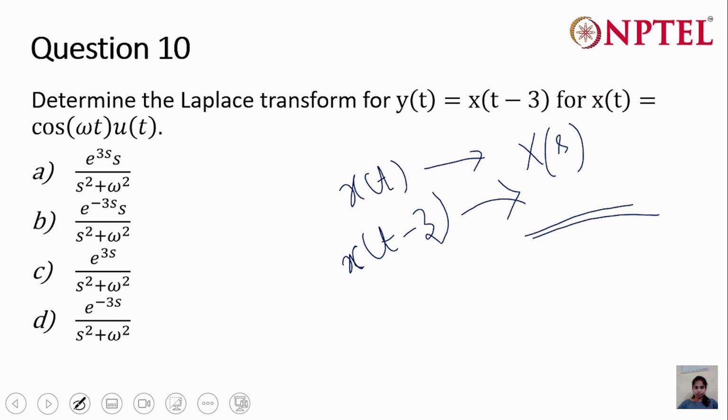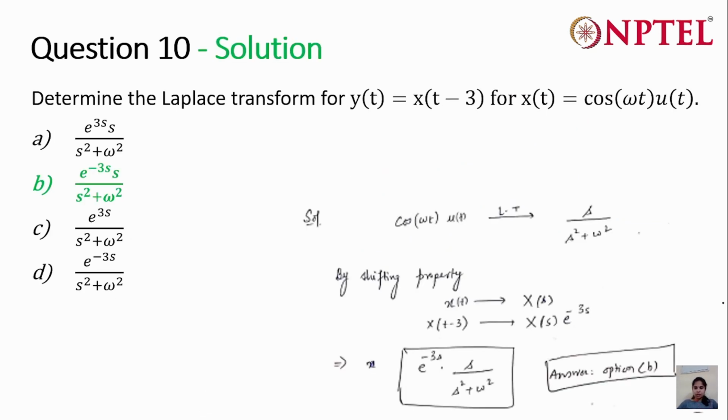Option B is correct. So what is the shifting property of Laplace transform? If I have x of t minus t naught, it basically translates to e power minus t naught into s, x of s. So if you use that property, we know what is x of s, s by s square plus omega square, and e power minus t naught into s is e power minus 3s here. So the answer is option B, you guys are right.